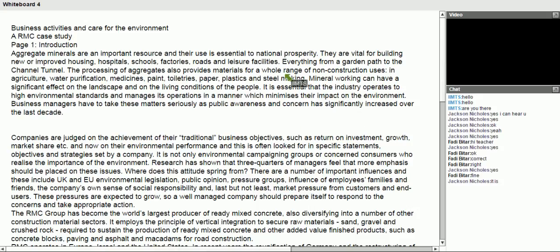Now, mineral working can have a significant effect on the landscape and on the living conditions of the people. It is essential that industry operates to high environmental standards and manages its operations in a manner which minimizes their impact on the environment. So see, if we are extracting something from the environment, there would be some kind of impact on it, okay, but it should be minimized on the part of the company.